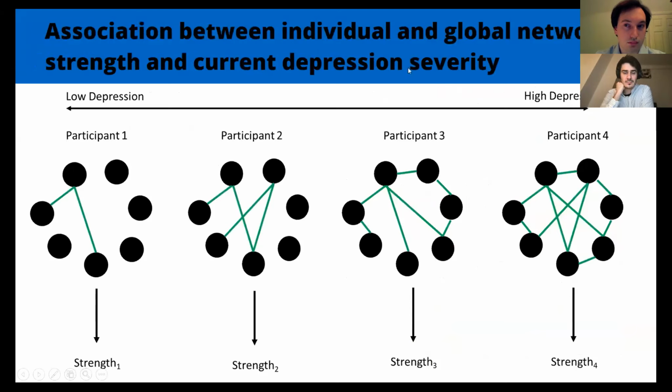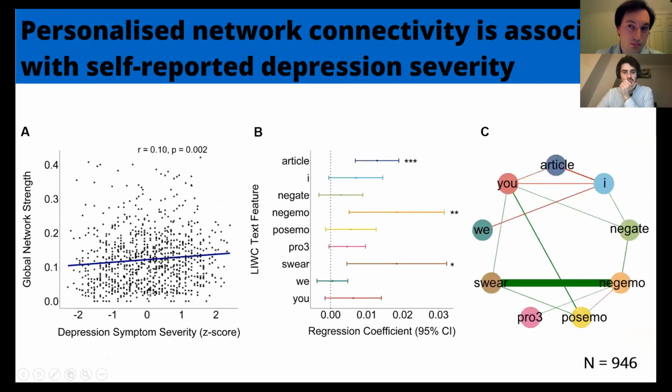After that, we looked at the association between individual and global network strength and current depression severity. You can imagine depression on a continuum between low and high depression, and we would imagine that network connectivity is proportional to that. So people with high depression would have high network connectivity, people with low depression, low network connectivity. And that's exactly what we found. In people with greater symptom severity, there was elevated global network strength. In particular, this was driven by increases in the node strength of articles, negative emotions, and swear words. We also noticed, in a mean personalized network across all participants, a strong positive association between swear words and negative emotions.